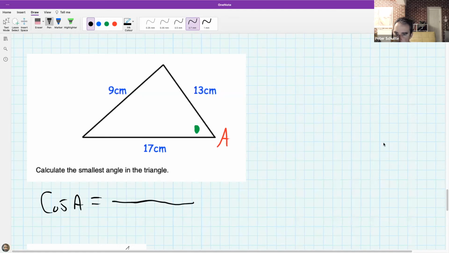So I want to see a few more answers in the chat. What do we think the angle A is? Okay, a couple of answers coming through. Let's keep them coming. I'm pretty sure that that would be a good first step. And then that would be another good first step.